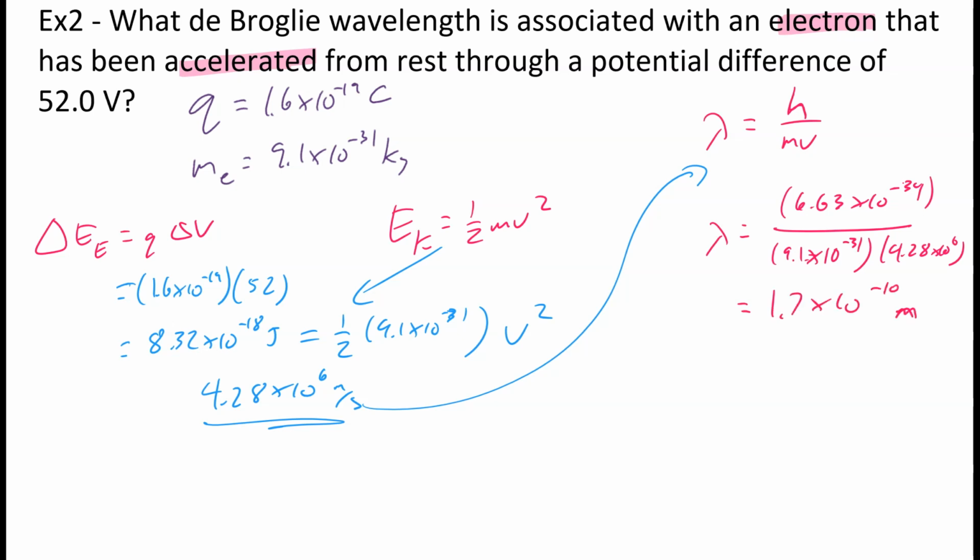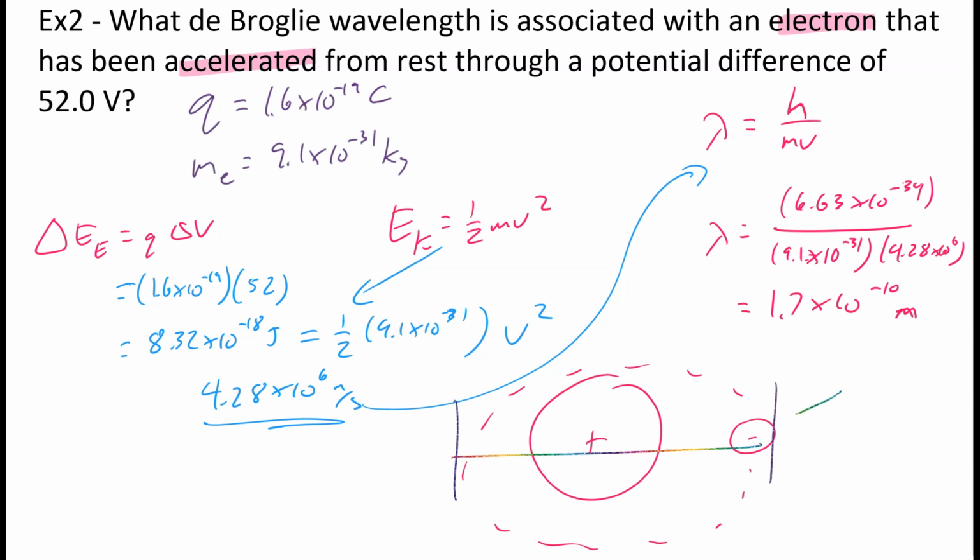meters. Now yet again, this seems like a really small number, but remember, the diameter of a hydrogen atom with its electron floating around is equal to 1 times 10 to the negative 10. So in this particular case, this value we've got here is larger than the diameter of a hydrogen atom. So in this particular case, the wavelength is very significant.